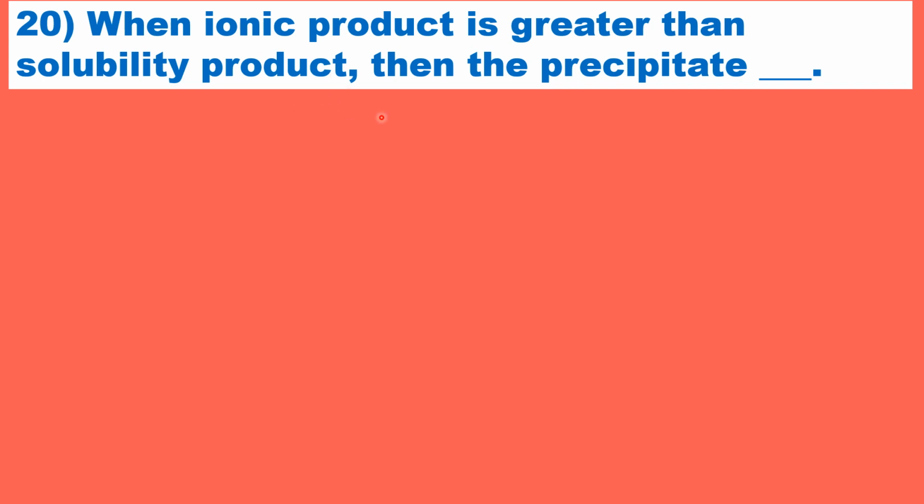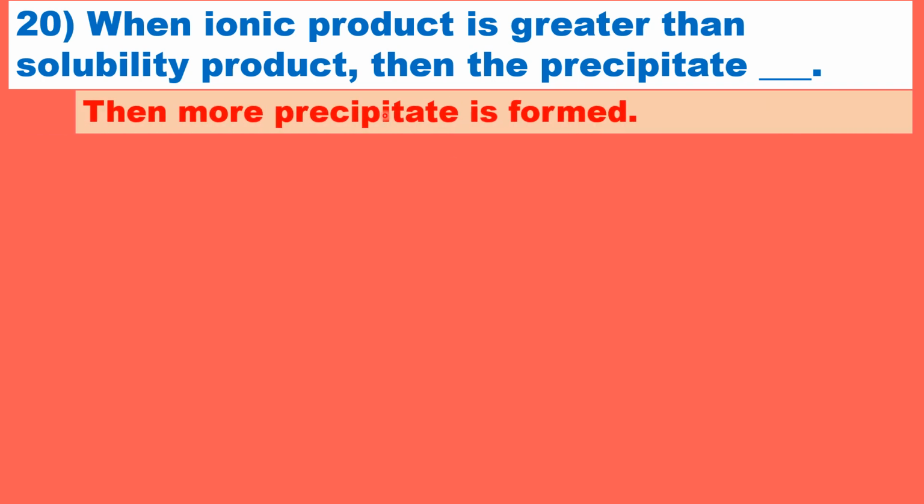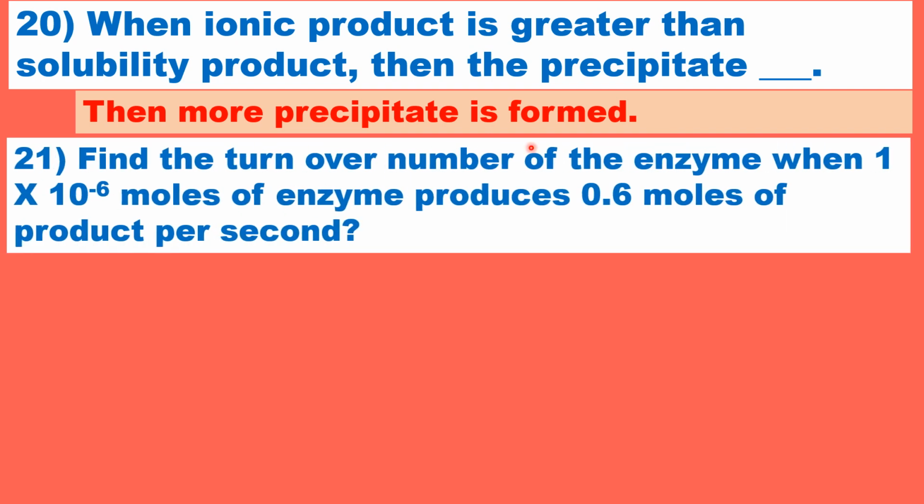There are three cases. We have earlier solved a problem in chemical equilibrium. Please see that. So, if precipitation occurs, then more precipitate is formed. Suppose ionic product is less, then the precipitate will dissolve. Suppose ionic product is equal to solubility product, then there will be no reaction, there will be no change. Okay. Let us see the next question.